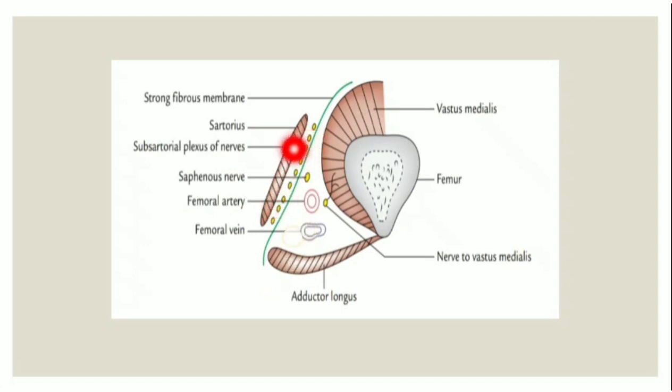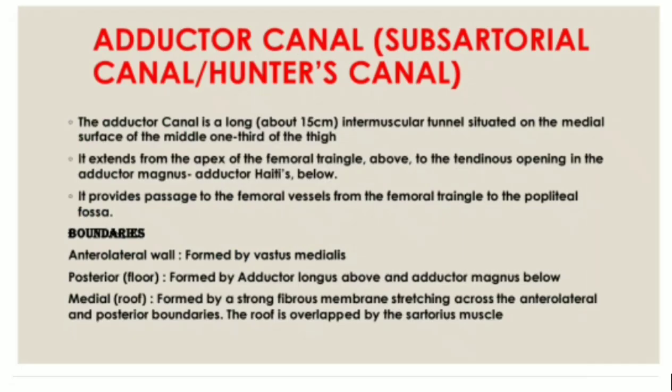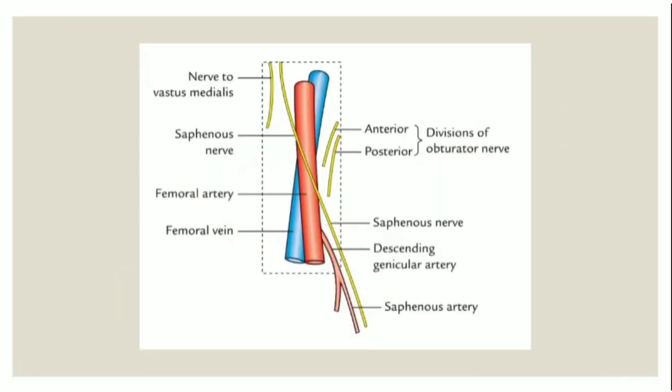Since in this passage you have the subsartorial plexus, this adductor canal is otherwise called the subsartorial canal. Hope you understand why it is otherwise called the subsartorial canal. We have the subsartorial plexus over here, that is why it is called the subsartorial canal. So now we'll see the contents.